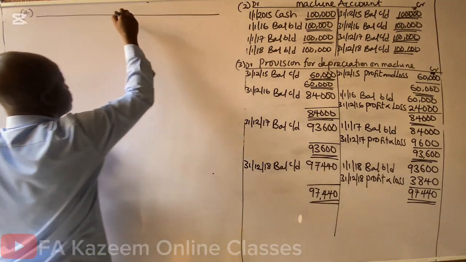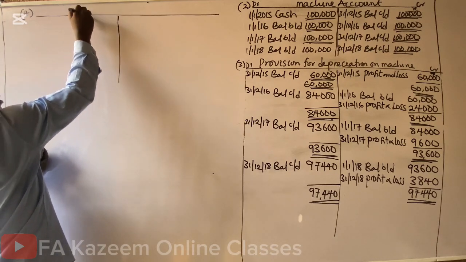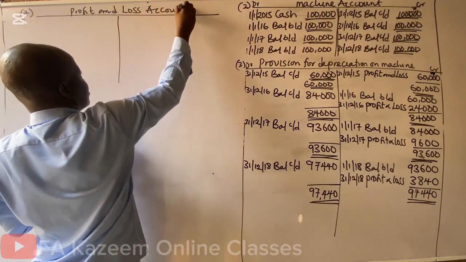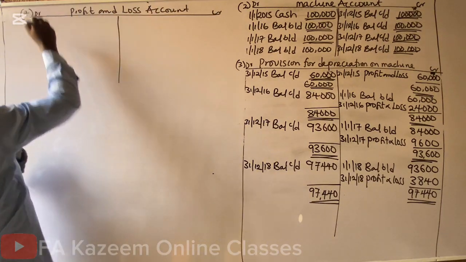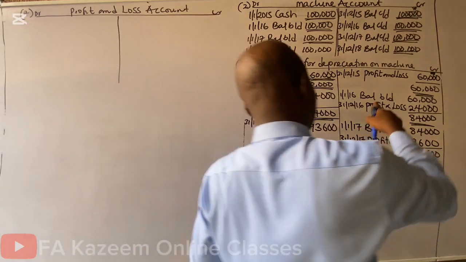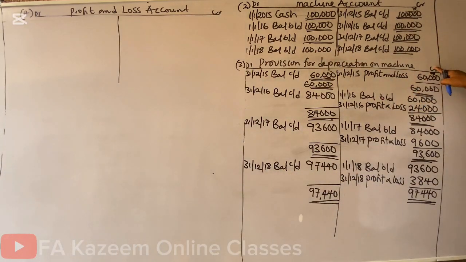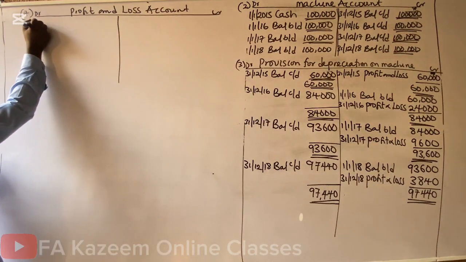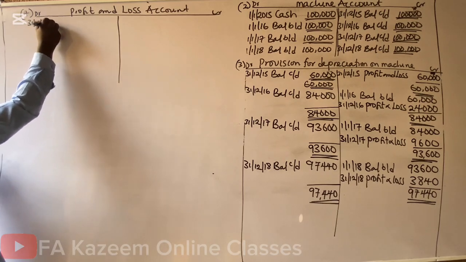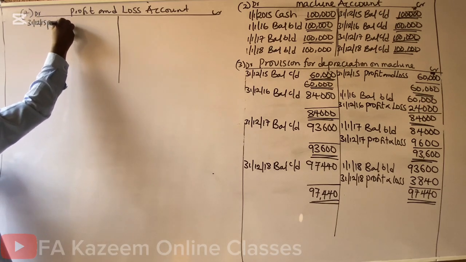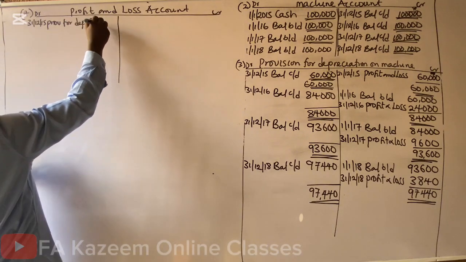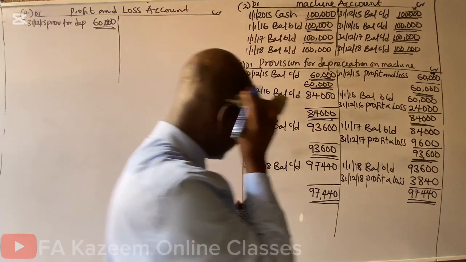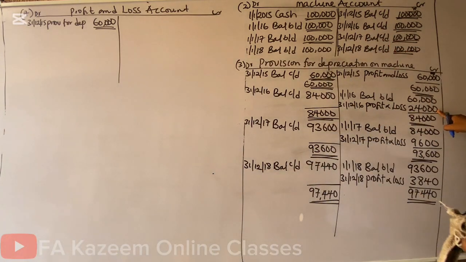Requirement 4 says we should prepare the profit and loss account. How do we do that? If you look at it, there's profit and loss here on the credit side. Take it to the debit side. That's 31st 12, 2015. That's provision for depreciation. How much? 60,000. That's all. For the second year, it is 24,000.